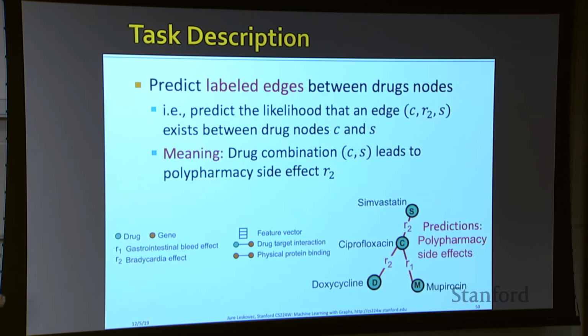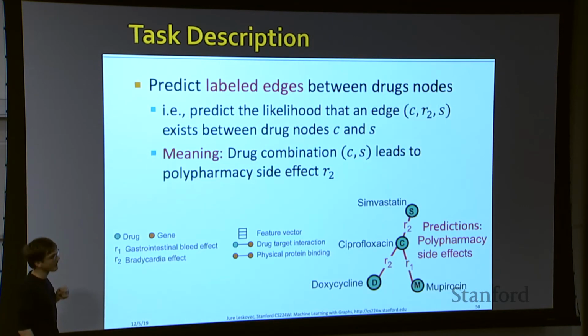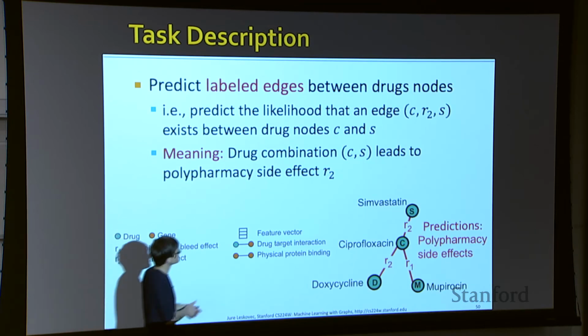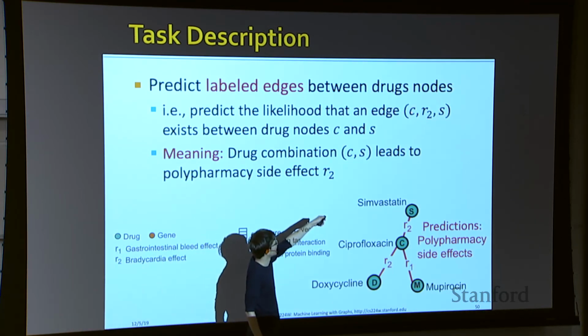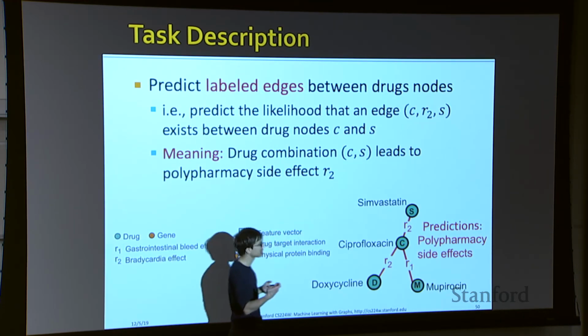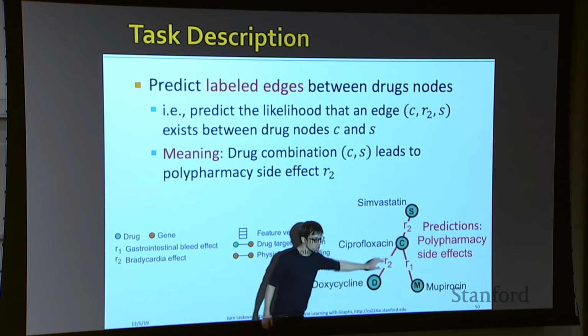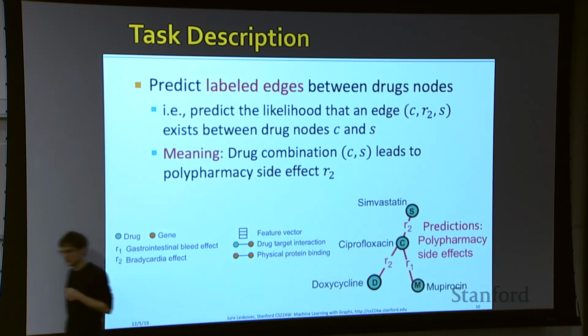So the idea is we want to predict labeled edges between drug nodes. What is the likelihood of this type of edge to occur? What's the probability that an edge between C and S will occur, and this edge is of type 2 because this is side effect type 2? Okay, that's essentially what we will be trying to predict.